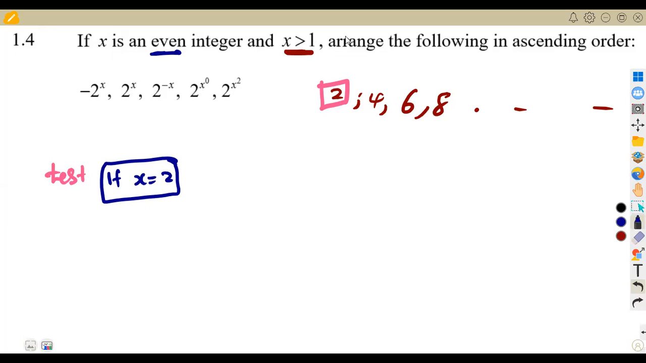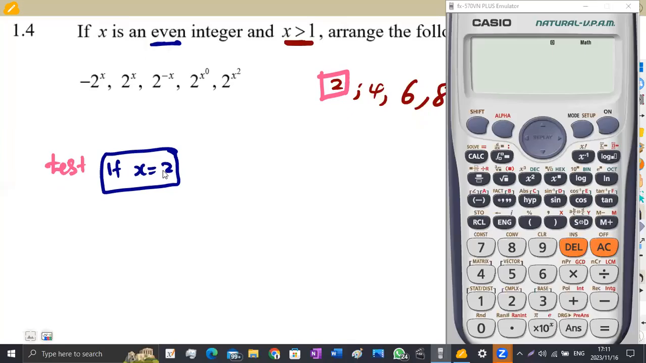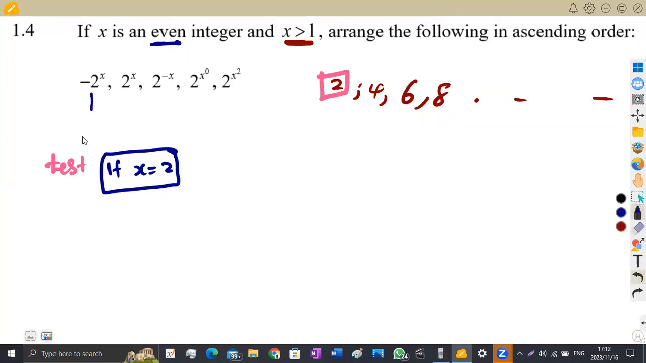I'm going to start with the first one. Remember, I said we're going to test if x is what? If x is 2. So this is negative 2 to the exponent of x, and our x is what? Our x is 2. So that's negative 2 squared, which gives you a negative 4 in that case. All right, so here we are obtaining a negative 4. All right, we move on to 2 to the exponent of x. If x is 2, that's 2 to the exponent. This one you can just get direct, guys, which is what? Which is a positive 4.